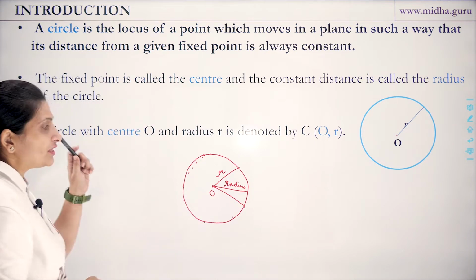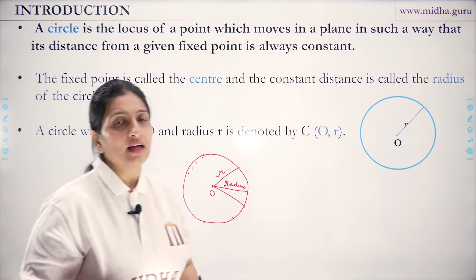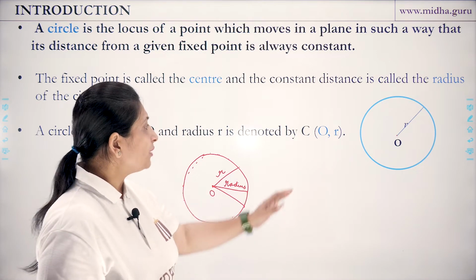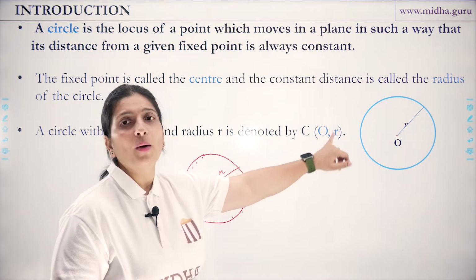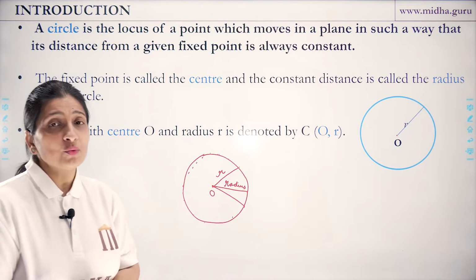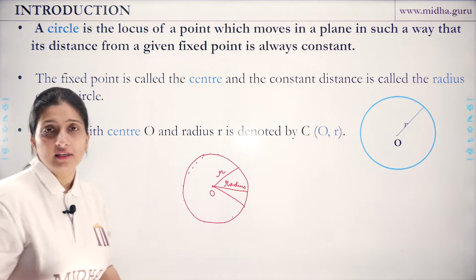A circle with center O and radius r. We have a circle whose center is O and radius is r. This can be denoted as C(O, r). This means a circle with center O and radius r. This was the general introduction of a circle.